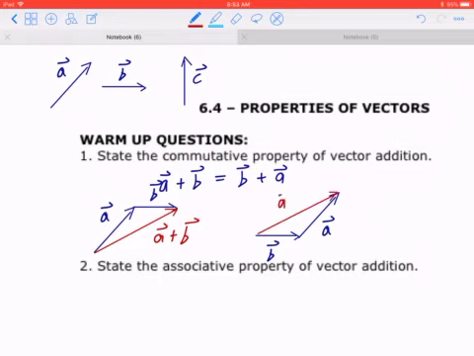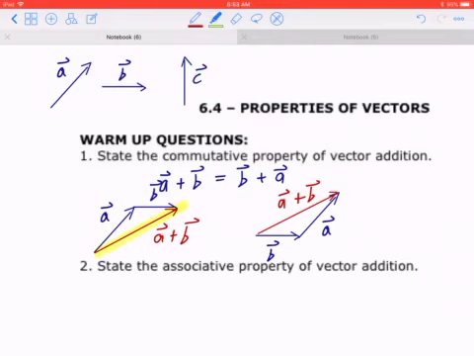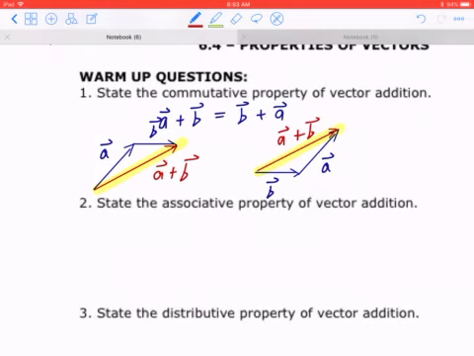So again, if you draw this, you would discover that the left-hand side and the right-hand side are the same, as expected. And again, we know these are equal vectors because they have the same magnitude, and they're pointing in the same direction. Number 2, state the associative property of vector addition.